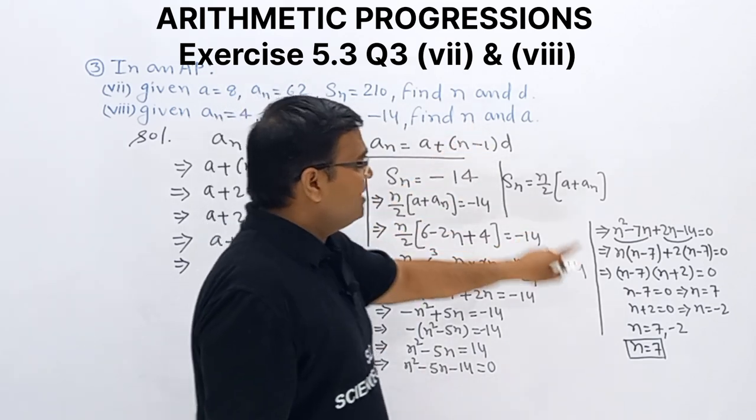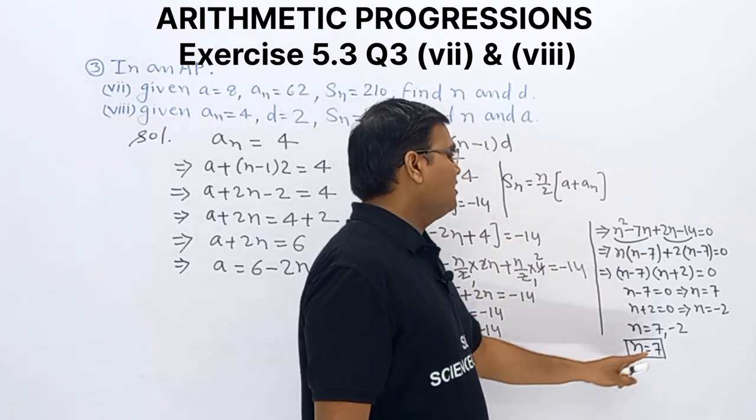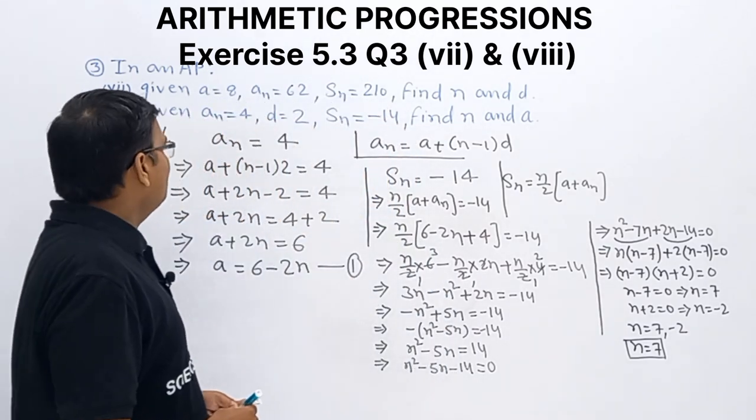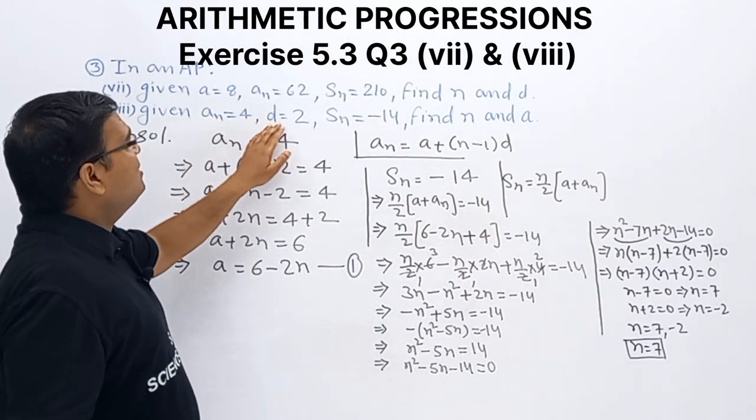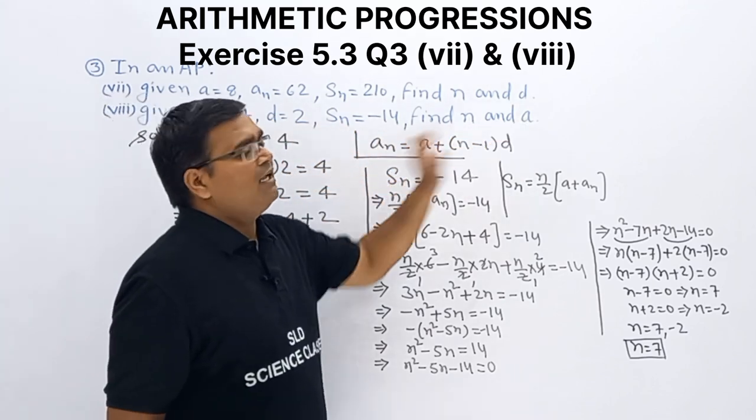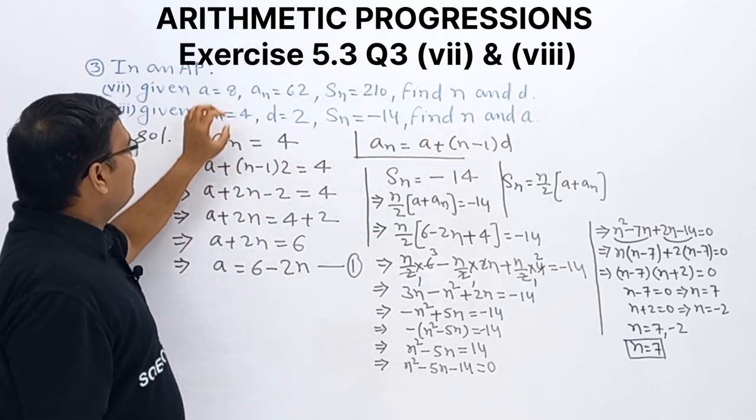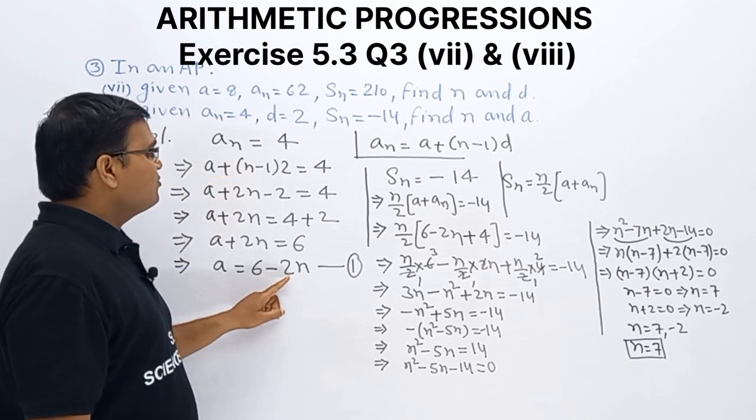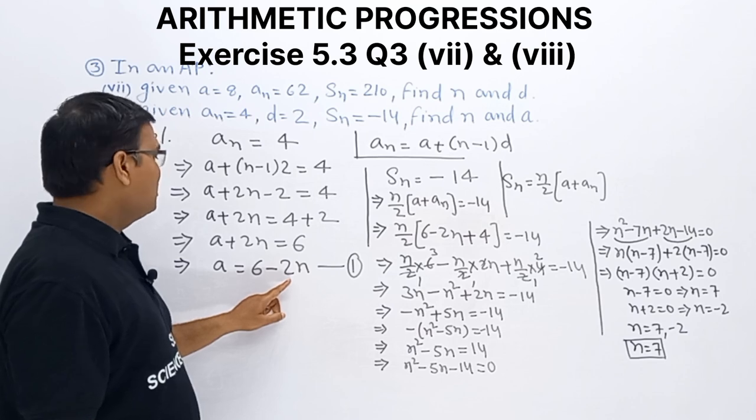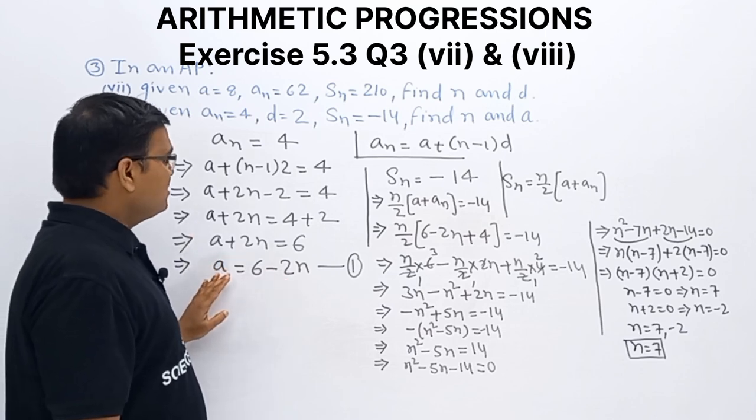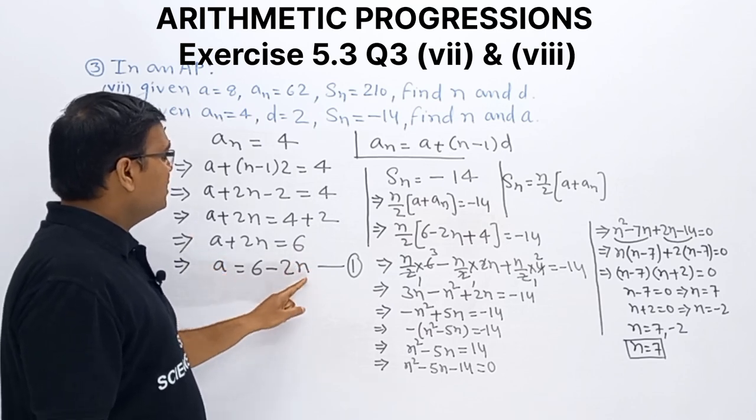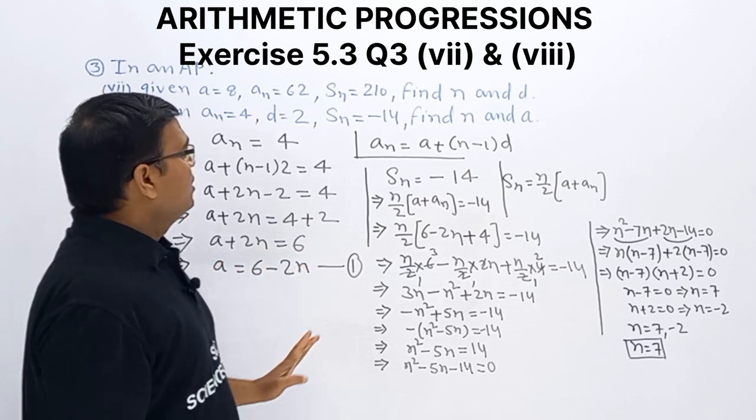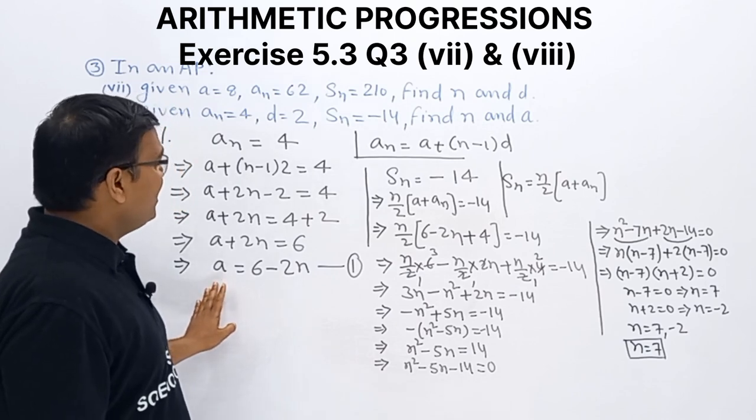So we require n. N is the number of terms. For this AP, the number of terms will be 7. So observe what we are doing in this question. Simple one. We have a n, d, s n. We require n and a. So first I take a n equal to 4, the nth term formula, and solving for a, we get 6 minus 2n. Clear? So this is the a, but we don't know n. Once we obtain n, then we can easily find a.